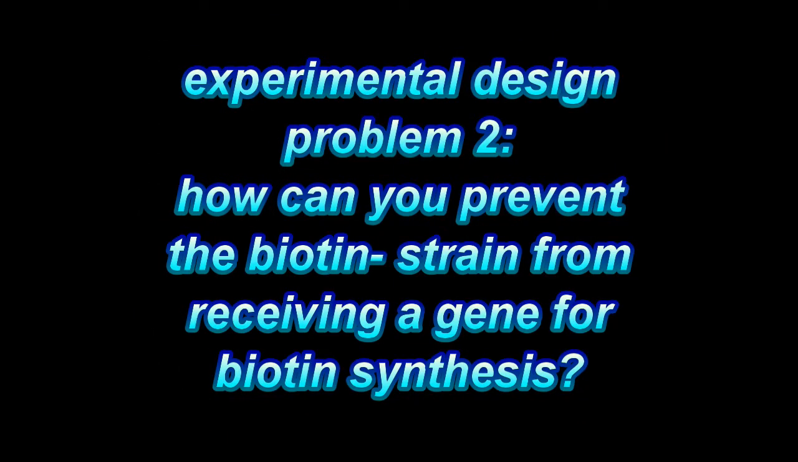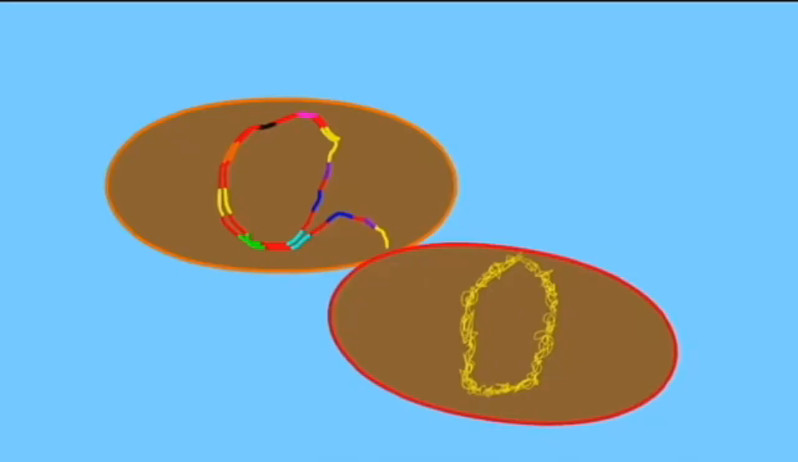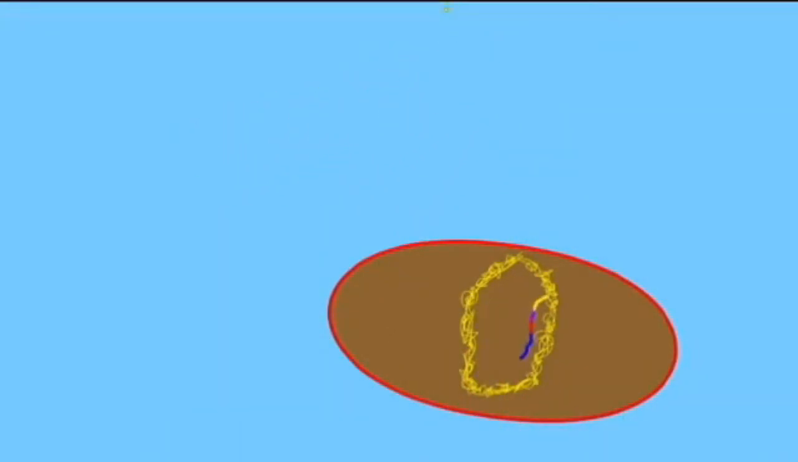Here is a second problem. How could you prevent the gene for biotin synthesis from traveling from what we designate as the recipient strain to the donor strain? Well, at first this is easy simply because HFR plasmids are transferred in one direction, and so there would be no transfer from the HFR recipient strain to the donor strain at first.